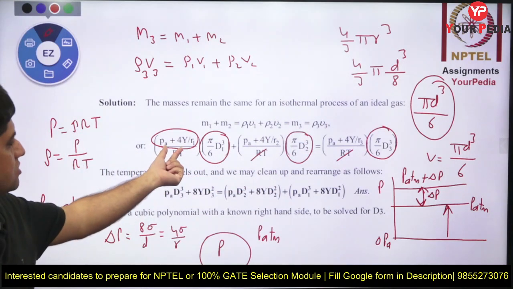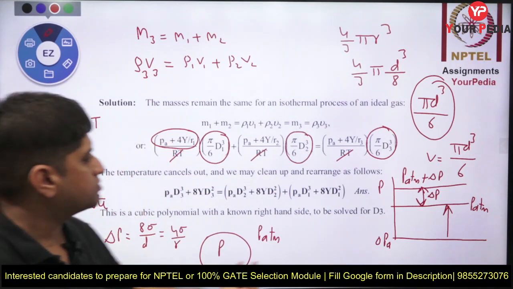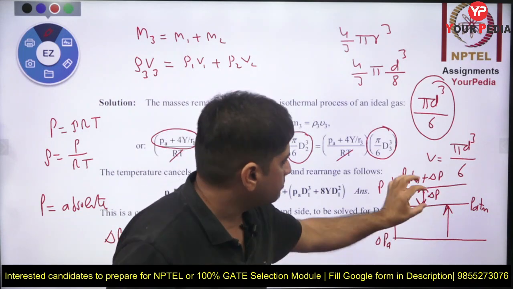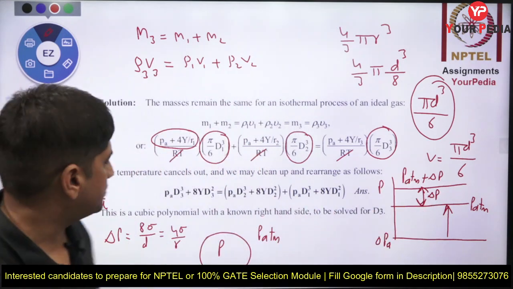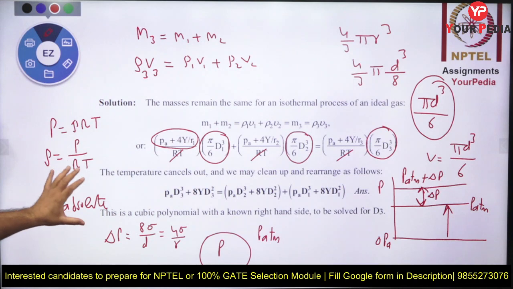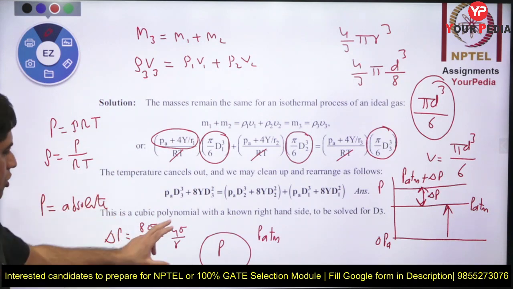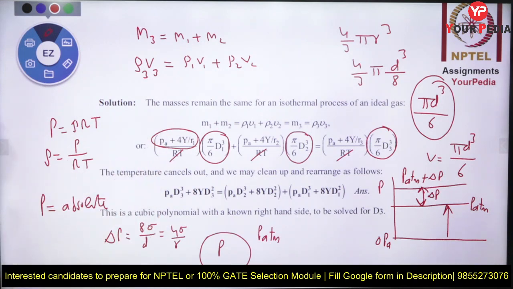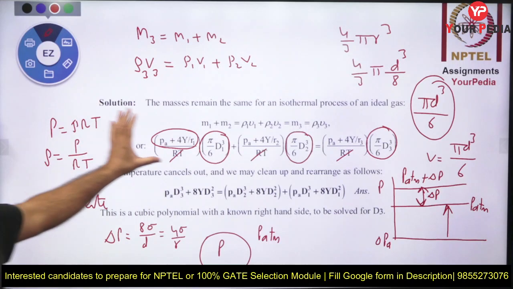And which pressure is this? This is the absolute pressure. How do you calculate absolute pressure? Atmospheric pressure plus excess pressure. And what is excess pressure for a bubble? Excess pressure for a bubble is 8 sigma by d or 4 sigma by r. This is how we calculate it. I am very sure this question is clear to you.